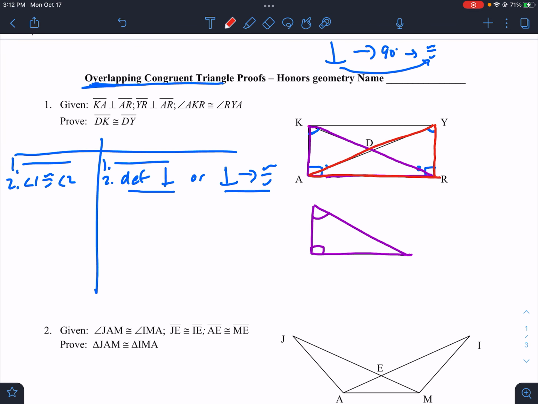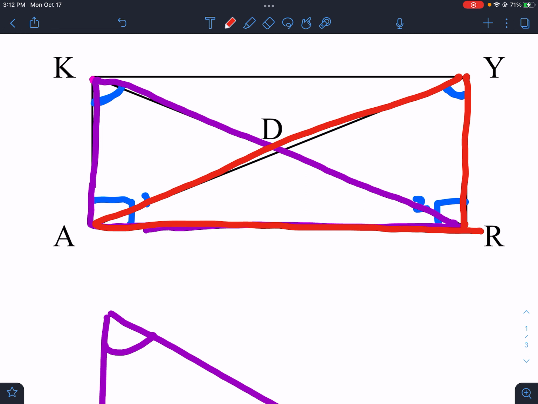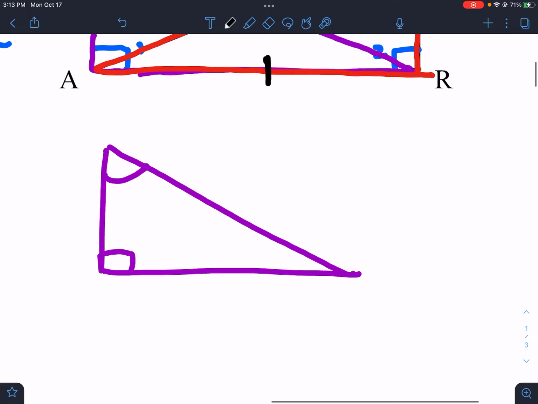Now, I've already used my entire given, so there's nothing left there, but is there anything we know because of the picture? And the answer is yes. That's the whole theme of the unit. Do these triangles have overlapping sides? Yes, yes, yes. This side here, they both use. So in my proof, I'm going to say AR is congruent to AR, and that's the reflexive property. And that would be this side down here.